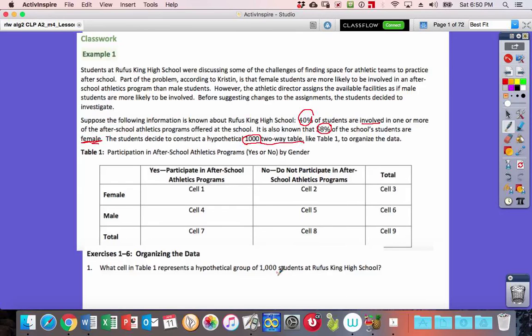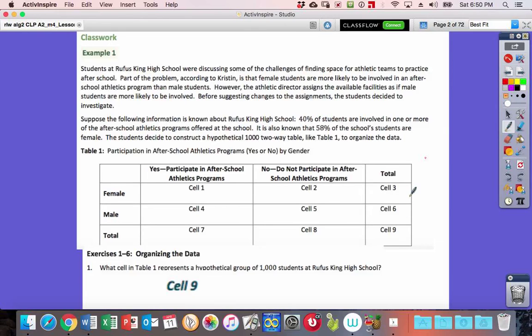So what cell in table 1 represents a hypothetical group of 1,000 students? I'm going to say it would be cell 9. That's where we're going to put the 1,000, because we picked it. We decided to use 1,000 because I know it's going to make it easier. If I have 1,000 total students and I add it this way or this way, it's going to have to equal 1,000 students.